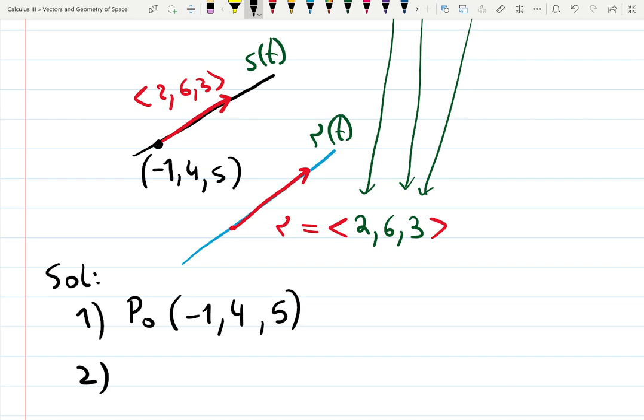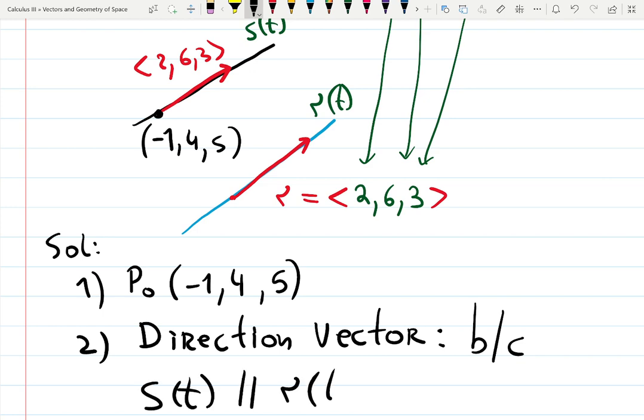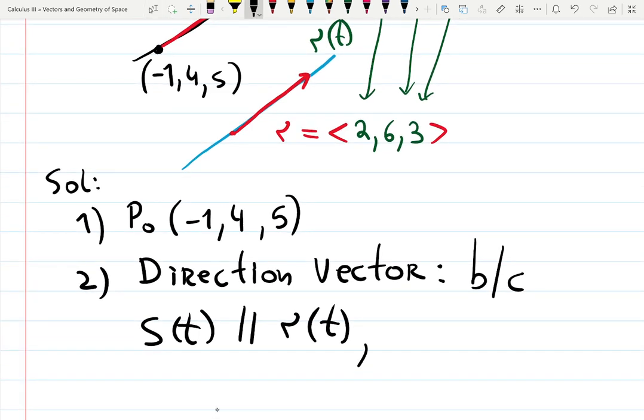Then the direction vector. Since the two lines are parallel, we can have the same directional vector for the second line. Because S of t is parallel to R of t, then we can use R of t's direction, which will be the same for both, which is 2, 6, and 3.